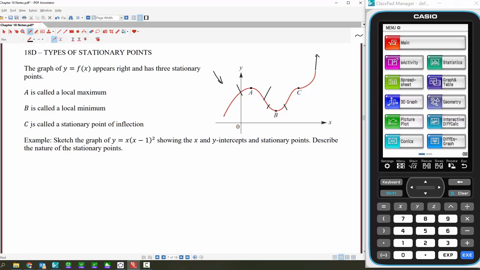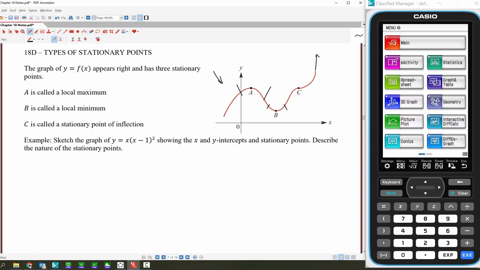And finally, for point C, we call this a stationary point of inflection. So what happens is the positive gradient gets smaller and smaller and smaller, becomes zero there, and then gradually increases once again. So we say that it is a stationary point of inflection. So we've got a point of inflection here, and it in fact does go stationary. That is, the gradient at this point is zero.